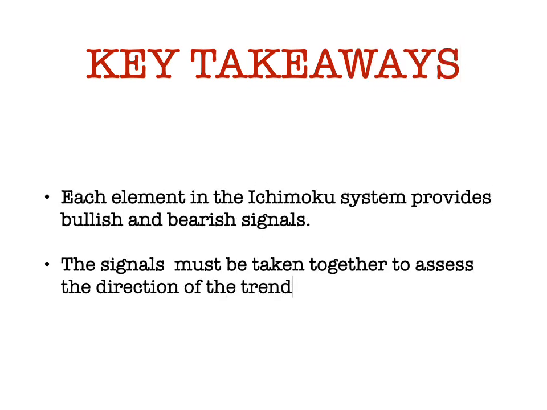So what are our key takeaways? Each element in the Ichimoku system provides us with bullish and bearish signals. These signals, provided by the elements, must be taken together to assess the direction of the trend with higher certainty.